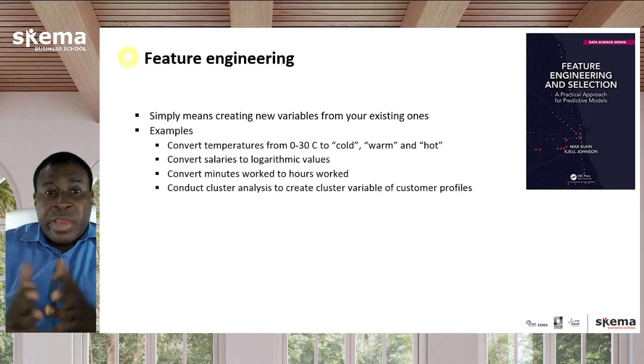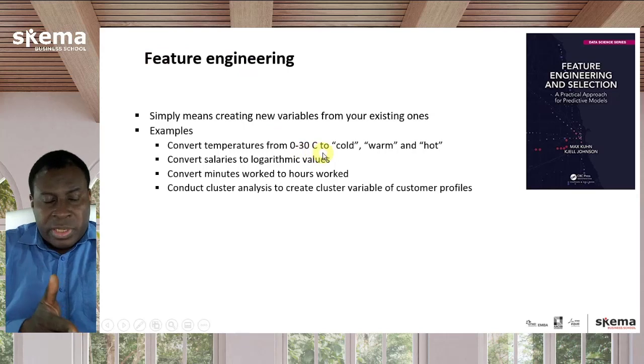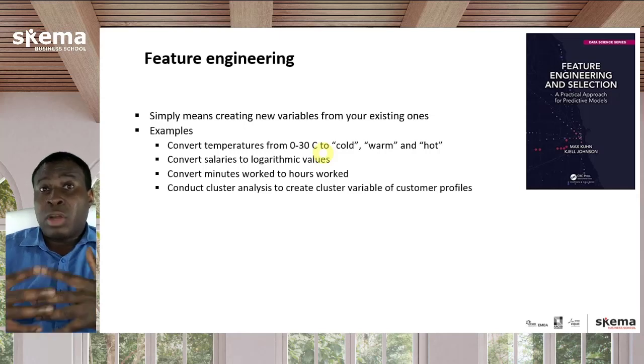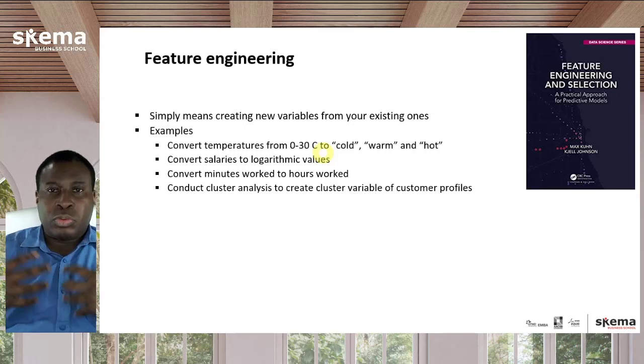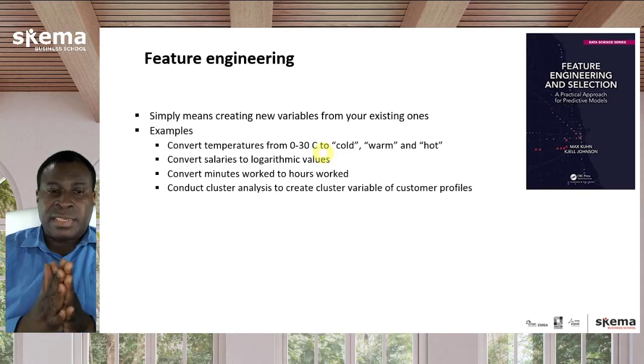Some examples are that if you have temperatures that range from 0 to 30 degrees Celsius, you can convert them to three categories. 0 to 10 is cold, 10 to 20 is warm, 20 to 30 is hot. So you have now three categories instead of just numbers. You might convert salaries to logarithmic values so that people with very, very high salaries don't weigh exceedingly more than others. You might convert minutes worked to hours worked so that there's not such fine distinctions.